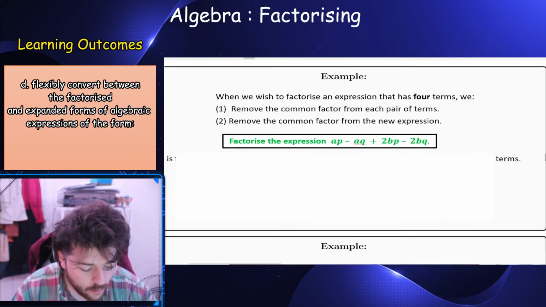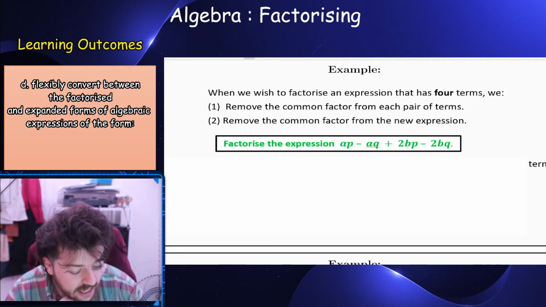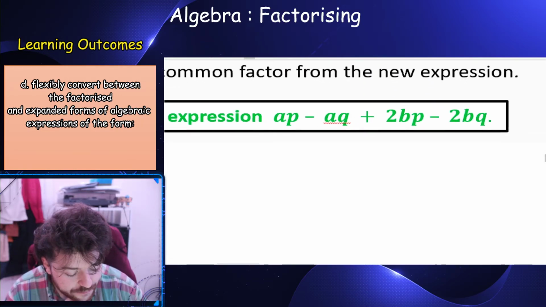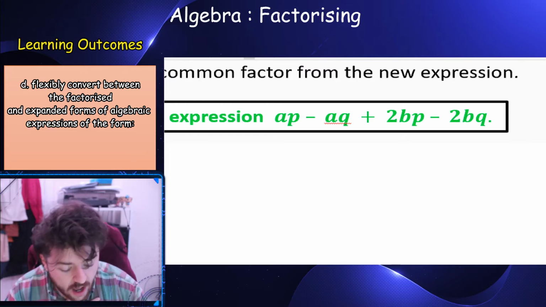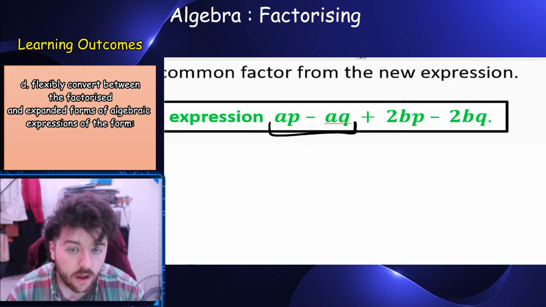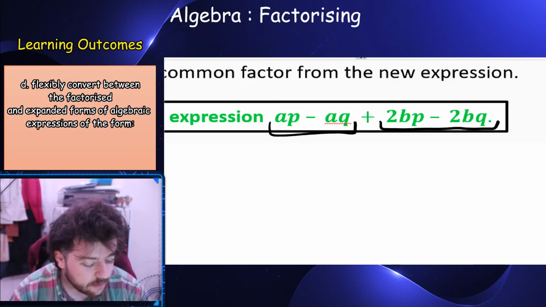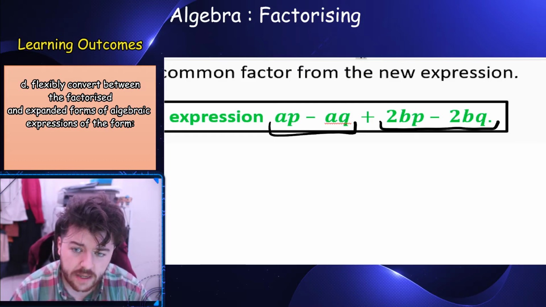So when we factorize an expression that has 4 terms, we remove the common factor from each pair of terms. So I need to make sure I have a pair of terms here that both have something in common. So I have ap minus aq. Okay, they have an a in common. Then I have 2bp minus 2bq. Okay, they have a 2b in common.